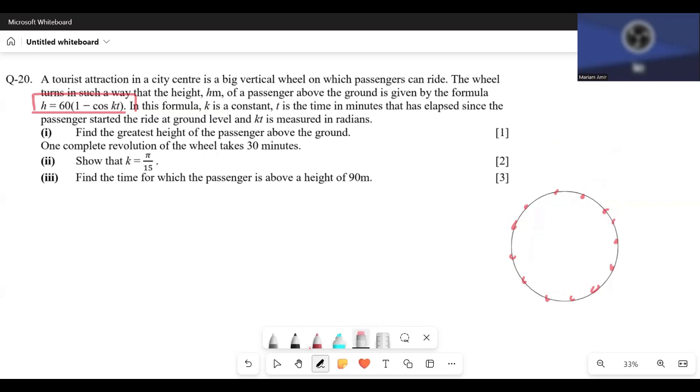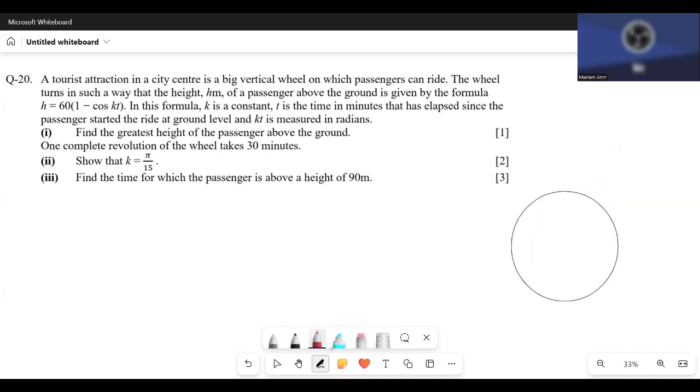Okay, so in this formula, k is a constant and t is the time in minutes that has elapsed since the passenger started the ride. So for example, at t equals 10, there will be a particular height. At t equals 12, there is going to be a particular height. At t equals 15, there's going to be a particular height. So at every value of t, there's a different height.